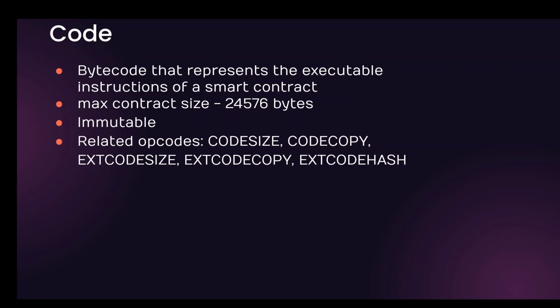So that's all that you need to know for now about the code. We will definitely go back to this topic when we will talk about Yul. There it will be more useful and you will be able to grasp this topic a bit more. But for now, that's all. We went through all the data locations which are there in EVM, and in the next episode, we'll go through opcodes. So I hope you liked it and see you in the next one.